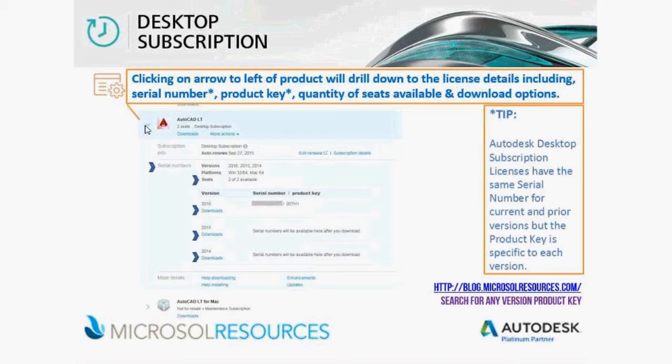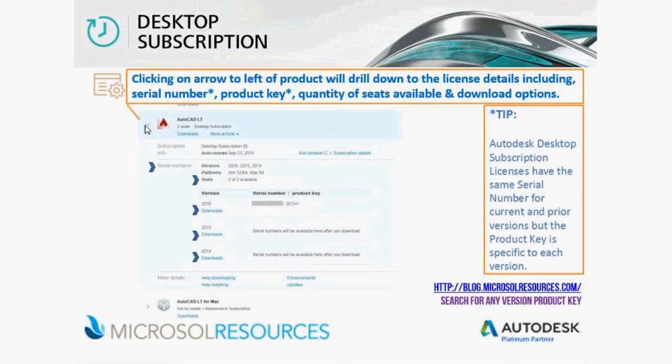When you click the arrow to the left of the product, it's going to drill down to the license details, which includes the serial number, I should say the serial number, not numbers, the product key, the quantity of seats available, and download option. Now, I have a tip here that Autodesk desktop subscription licenses have the same serial number for current and prior versions, but the product key is specific to each version.